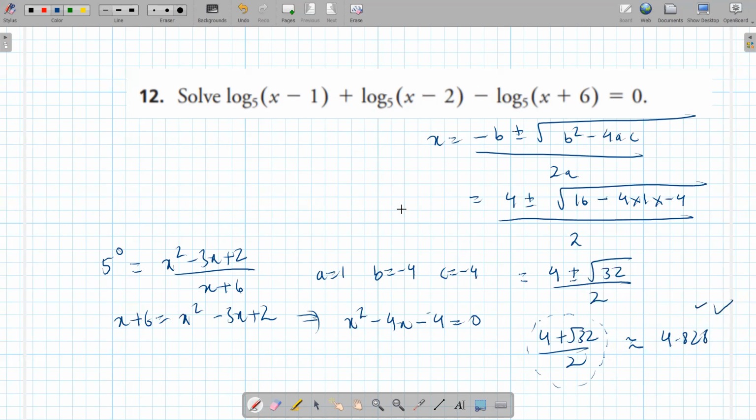Okay. I'm going to do the same thing for the minus, and I don't think that's going to be good. So 4 minus square root of 32 divided by 2 gives me a negative number. Yeah, that one's out. If I put a negative x in here, I'll get a negative inside. So it doesn't work for both of these. It would work for this one, but since it doesn't work for both of these, this answer is out. This is the only valid answer.